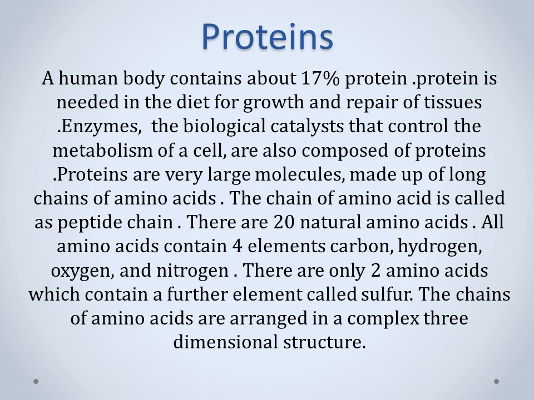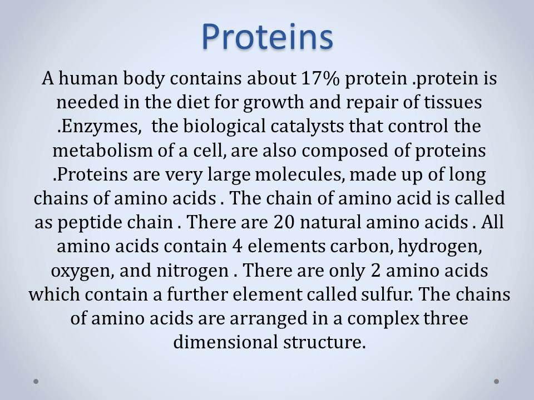Now we have the next part, proteins. A human body contains about 17% protein. Protein is needed in the diet for growth and repair of tissues. Enzymes, the biological catalysts that control the metabolism of a cell, are also composed of proteins. Proteins are very large molecules made up of long chains of amino acids. The chain of amino acids is called a peptide chain.